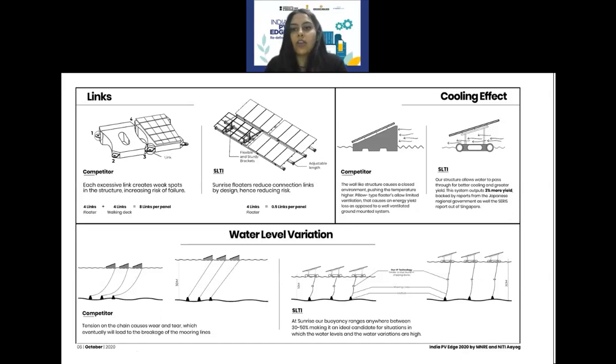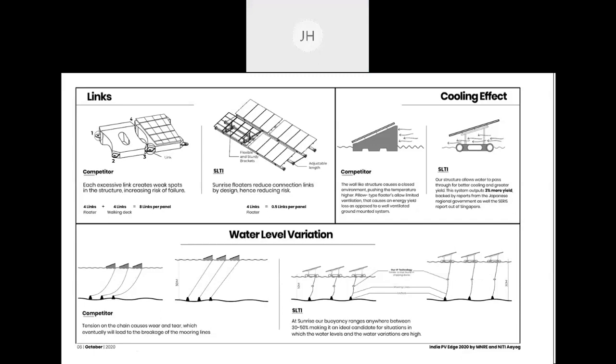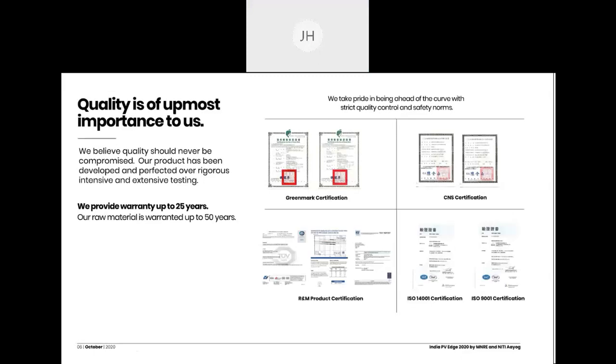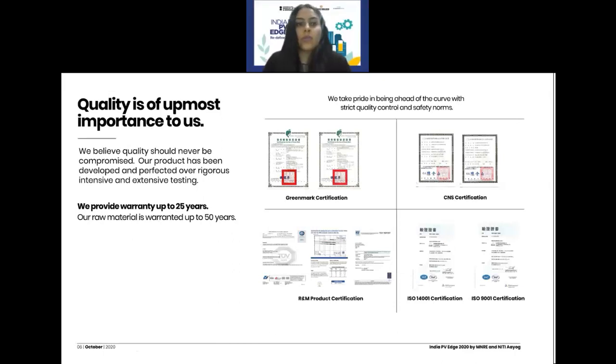When it comes to water level variation, because of, I would say, inefficient designs in their anchoring systems, they just cannot handle the amount of water level variations that we can. Again, it comes back from design experience and know-how which exists with the Sunrise team in Taiwan. Go to the next page, please.